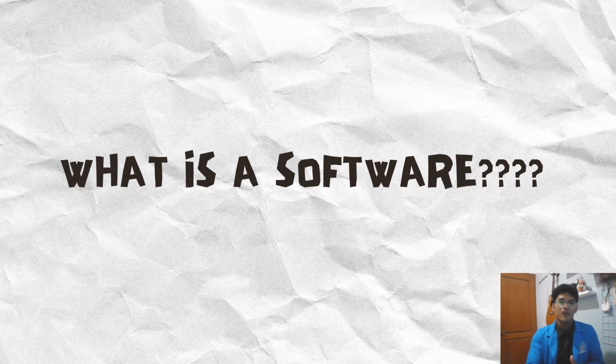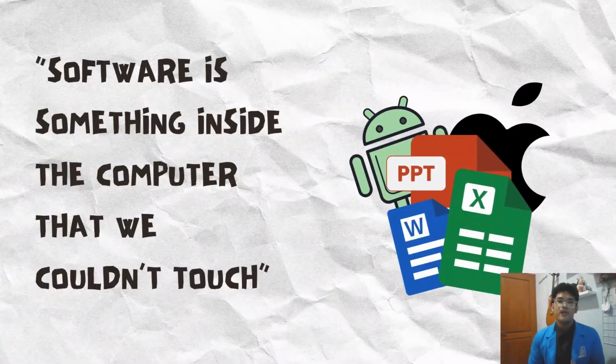So what is software? Software is something inside the computer that we can't touch. Like if we have a program, like operating systems, applications, or games, we cannot see it or touch it without the hardware. But we will discuss that later because I will be presenting hardware in these slides too.